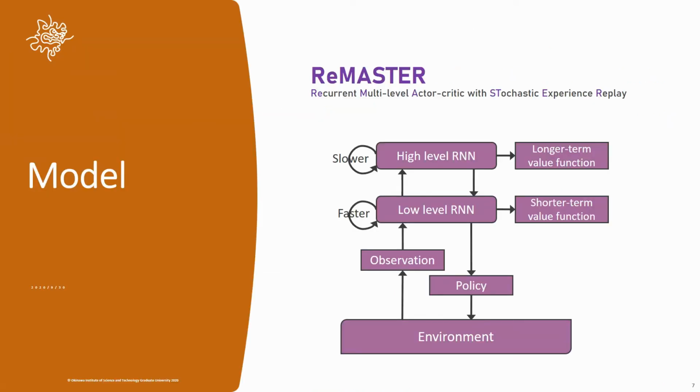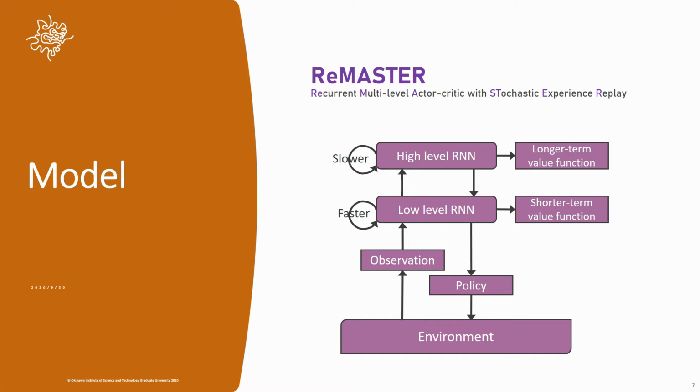Now let me introduce the proposed model, REMASTER, the abbreviation of Recurrent Multi-Level Actor Critic with Stochastic Experience Replay. We use a recurrent neural network with two levels as the main structure, where the higher level has a slower timescale of neuron dynamics, and the lower level has a faster timescale of neuron dynamics. Correspondingly, the higher level recurrent network estimates a longer term value function, namely with a larger discount factor, and the lower level estimates a shorter term value function.